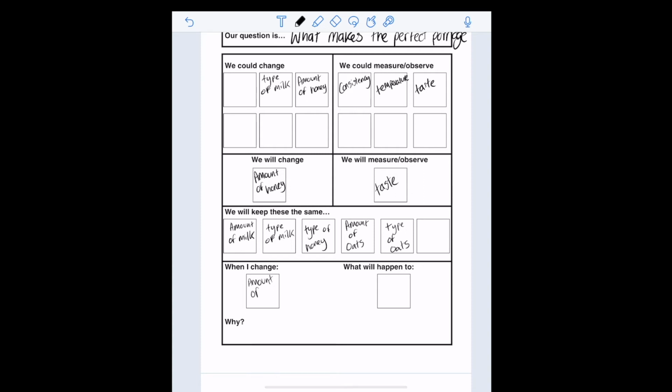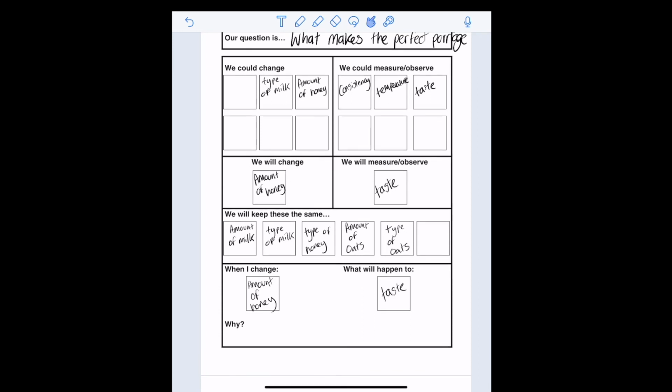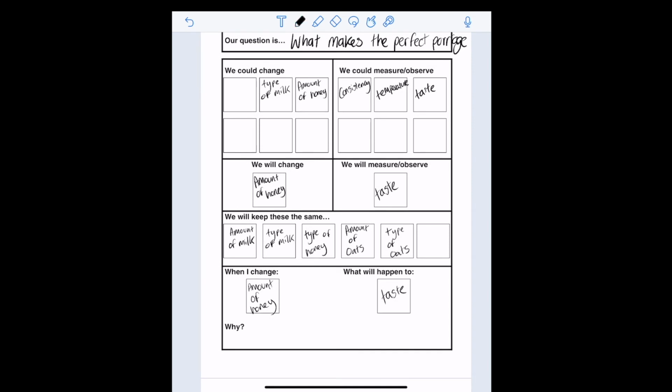So in this final section of the first page, you will see what I change in a box and what will happen to in a box. Inside the boxes are the two variables, the dependent and independent variable: the amount of honey, what I am going to change, and what will happen to the taste, what I am measuring. The Y section requires our scientific reasoning.